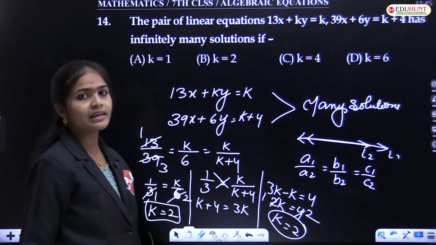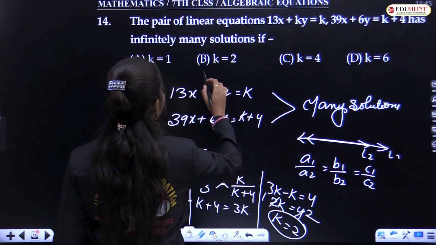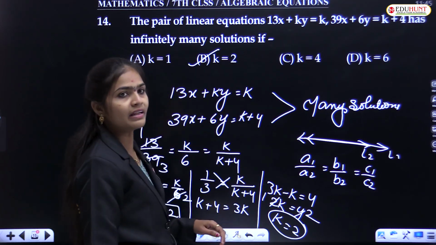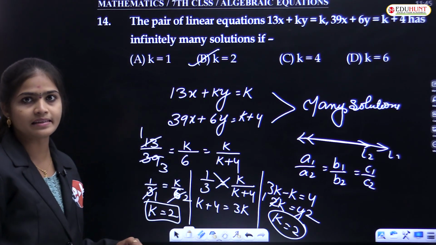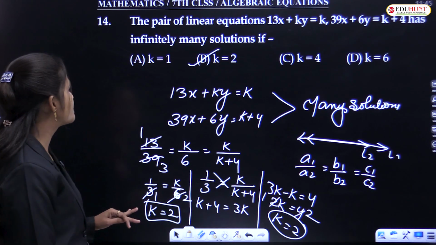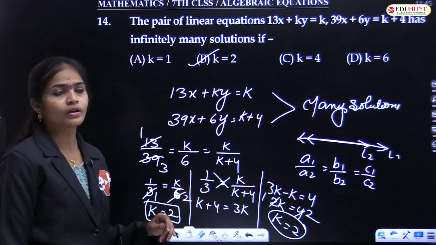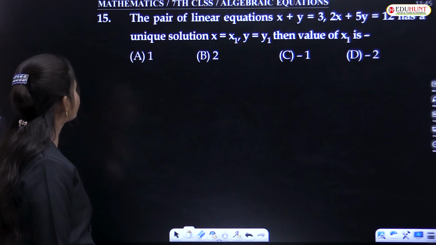So which option is correct here? If the k value is equal to 2, then only the given lines are coincident lines. So here option B is correct. Okay, let us see the next question.